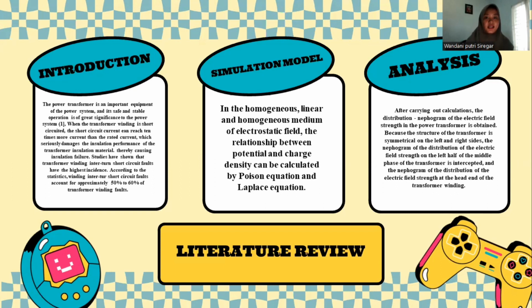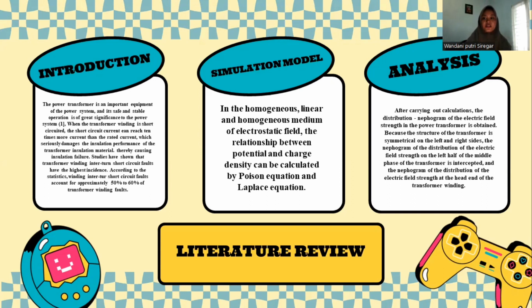Simulation model. In the homogeneous linear and homogeneous medium of an electrostatic field, the relationship between potential and charge density can be calculated by the Poisson equation and Laplace equation. And analysis. After carrying out the calculation, the distribution program of the electric field strength in the power transformer is obtained.